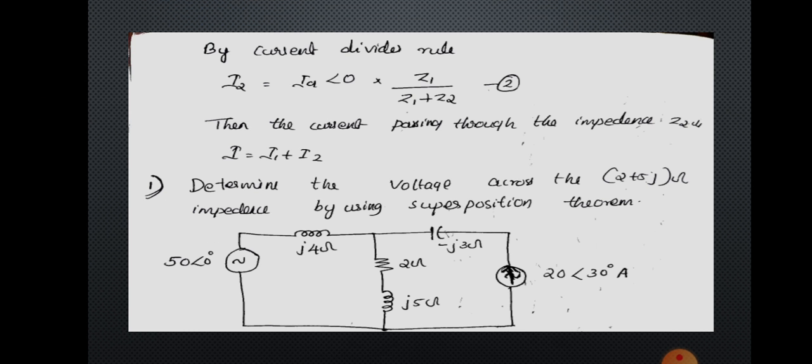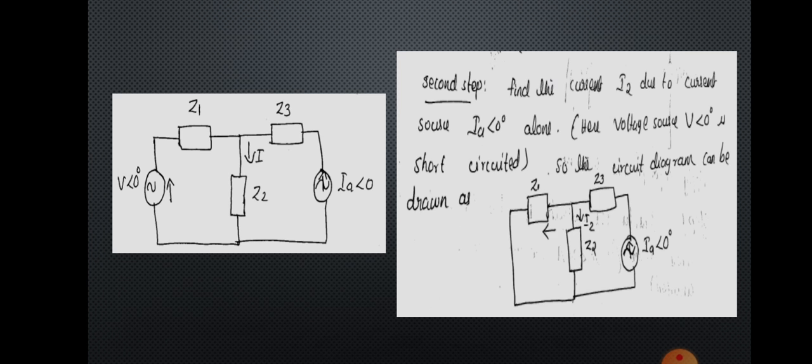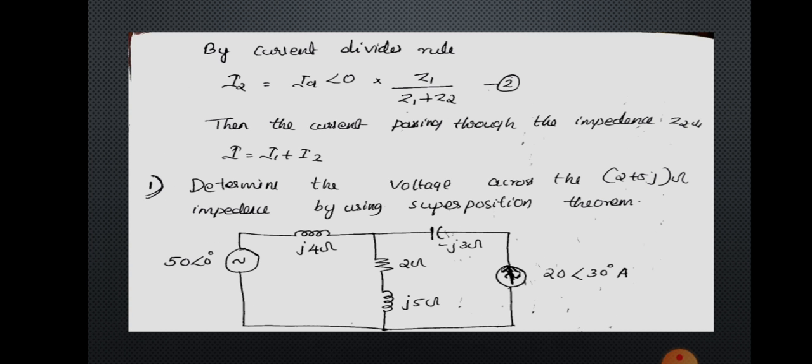I2 will be equal to Ia angle 0 into Z1 divided by Z1 plus Z2. That is the second equation. Then the current passing through the impedance Z2 will be the net effect of the current due to the voltage source and the current due to the current source. So we can write it as I will be equal to I1 plus I2.